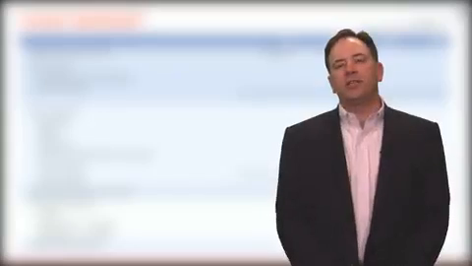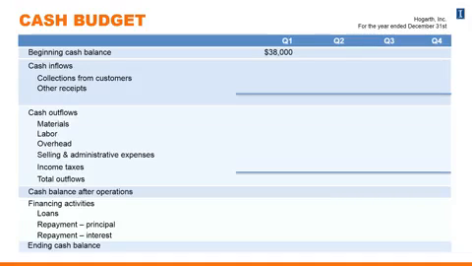So now let's turn our attention to the cash budget. Looking at Hogarth Incorporated's cash budget for the year, we begin Q1 with last year's ending cash balance, which is this year's beginning cash balance. And in this case, it's $38,000. Based on our schedule of cash inflows resulting from revenues, we expected to collect $253,000 in revenues during Q1.